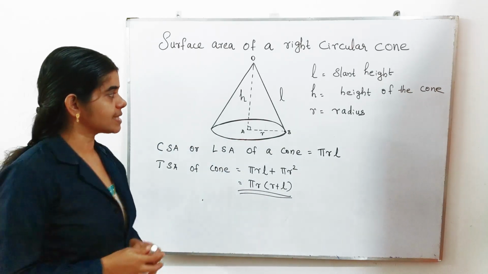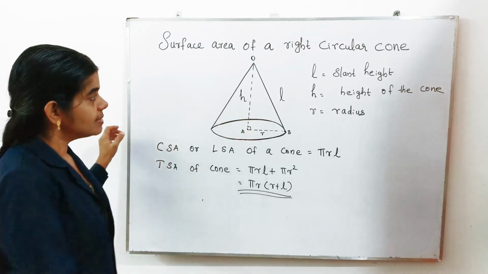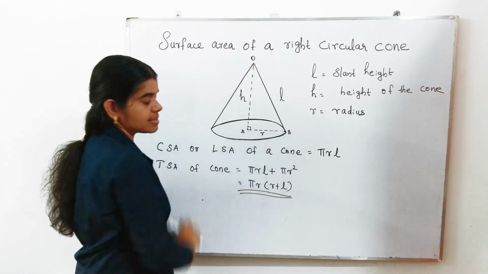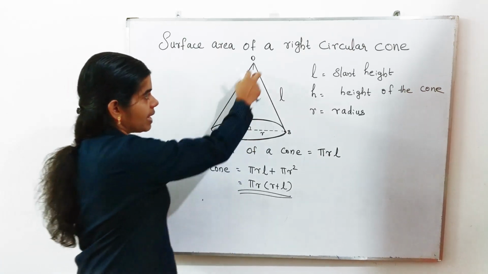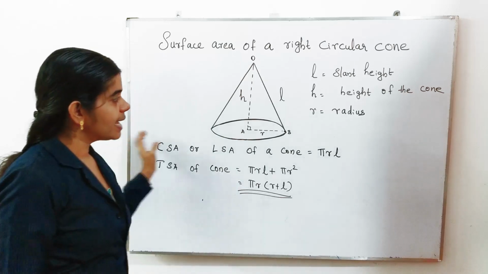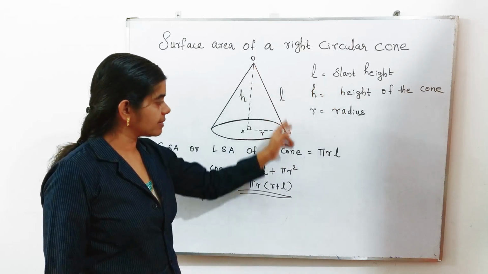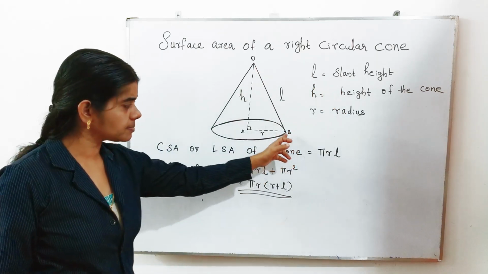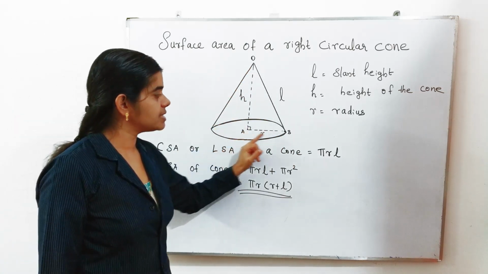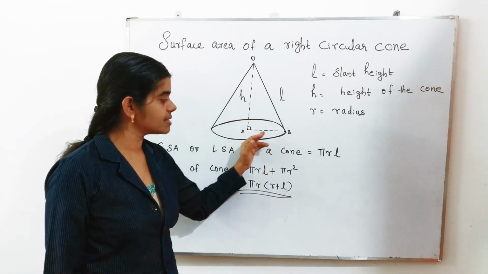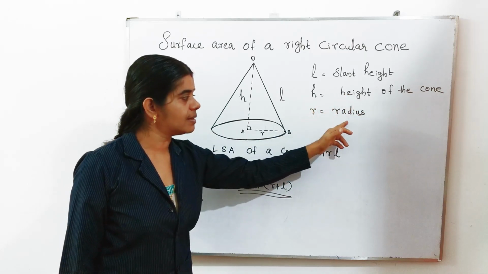Now we are discussing its slant height and radius. I marked OAB, a right triangle, with 90 degrees at A. H is the height of the cone. One new name we are studying is slant height. This length OB is known as the slant height, OA is the height, and AB is the radius, marked as R. L is the slant height, H is the height of the cone, R is the radius.